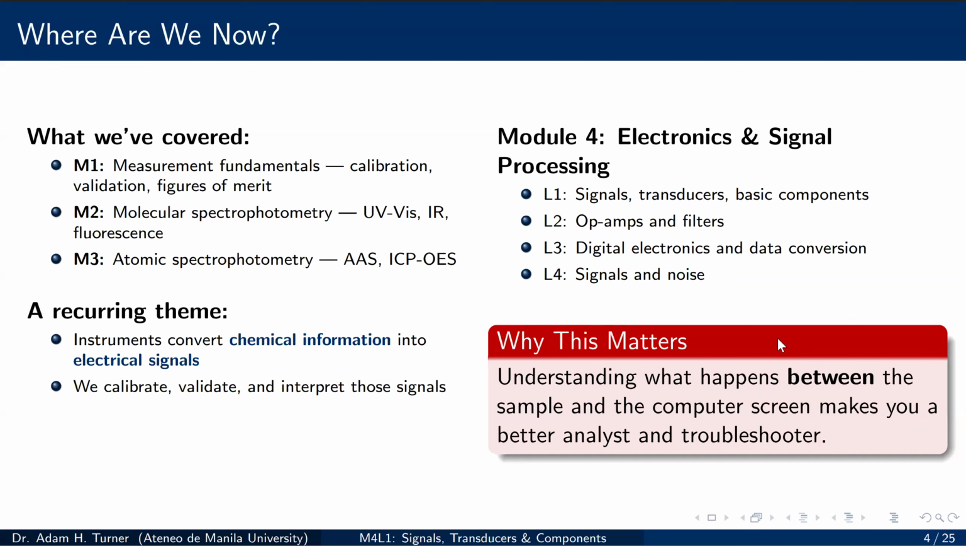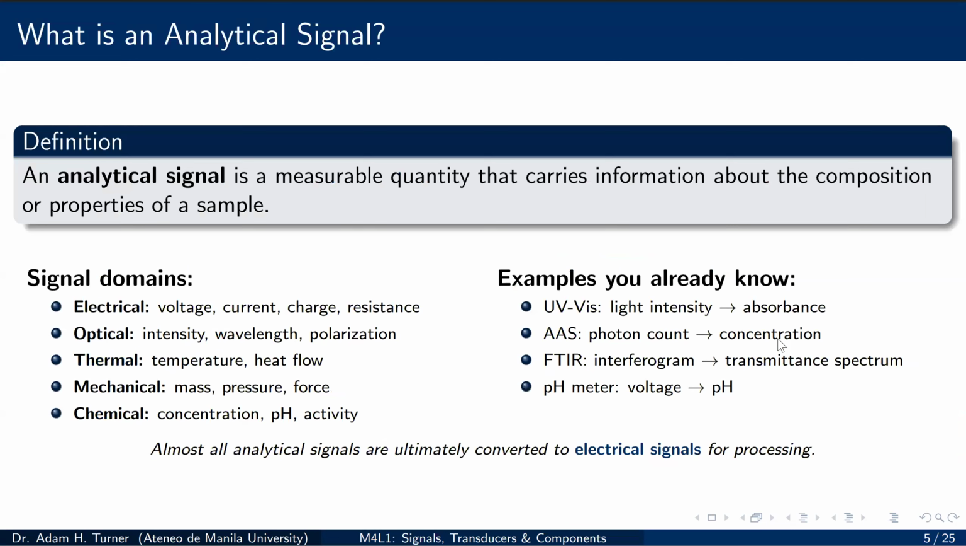On the right-hand side, we'll see the lecture outline for this, and we'll try to go through and make an understanding of exactly how those signals that we get from our samples get turned into something we can read. So what exactly is an analytical signal? Well, it's any measurable quantity that carries information about your sample. That's the key phrase: it carries some information.